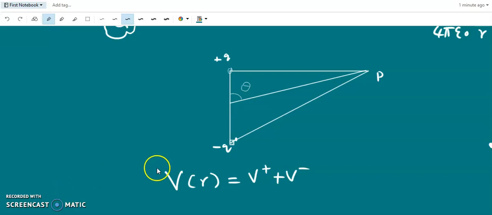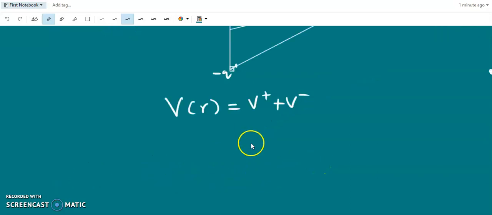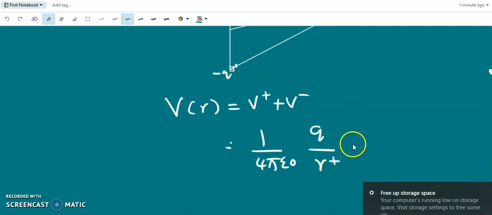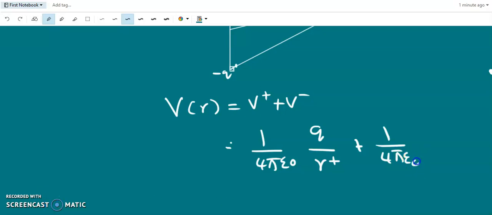Therefore V of r here is the sum of V plus and V minus. V plus is the potential due to the positive point charge, and it is 1 over 4 pi epsilon 0 q divided by r plus, and V minus is 1 over 4 pi epsilon 0 minus q divided by r minus.